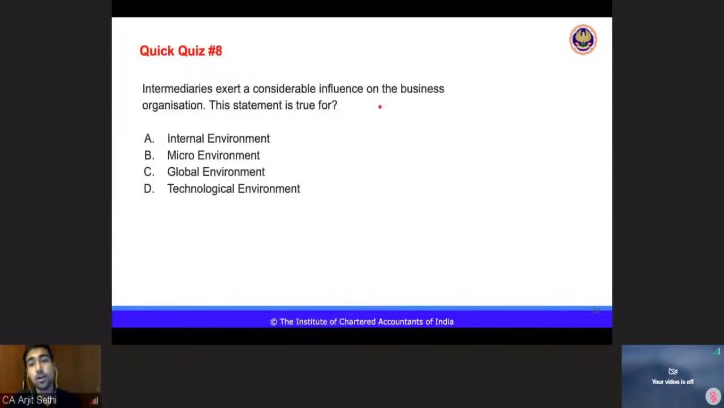Okay, a quick question for you all, very quickly, 30 seconds on the clock. Intermediaries exert a considerable influence on the business organization. This statement is true for which of the environments, right? Intermediaries exert a considerable influence on which of the following? Is it internal environment, micro, global, or technological? 30 seconds on the clock. Quickly, everyone, please.